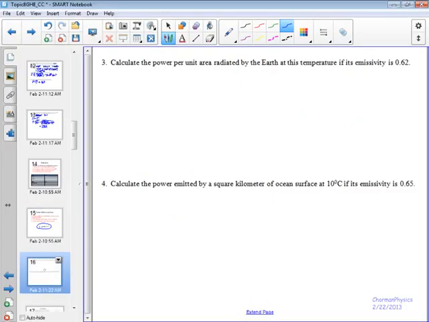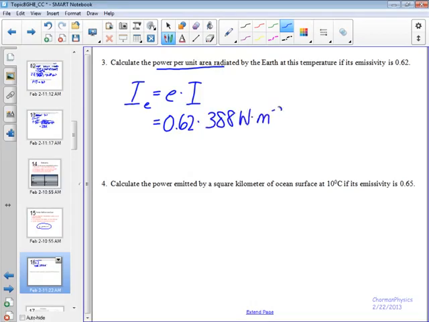So an example problem with this: calculate the power per unit area radiated by the Earth at the temperature that we had above if its emissivity is 0.62. So we calculate this new intensity, just the emissivity times the intensity here, 0.62 times 388 watts per meter squared, and we end up with 241 watts per meter squared.